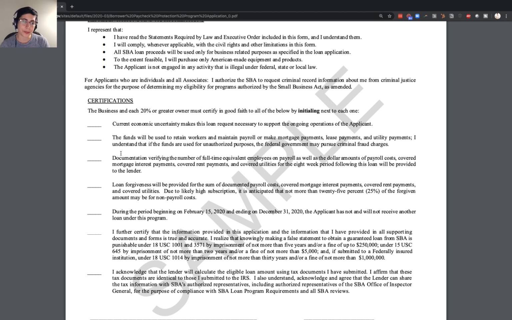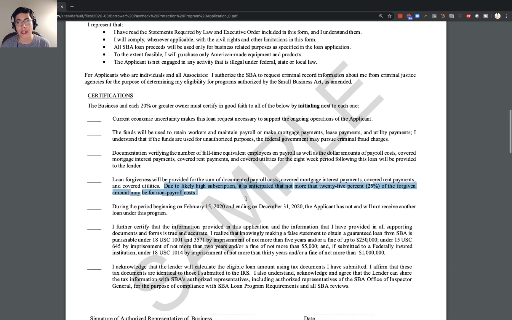Let's see. Loan forgiveness is for the sum of payroll costs, mortgage interest payments, covered rent payments, and covered utilities. I saw this. I'm a little freaked out by it, but we'll see what they say. Due to likely high subscription, it is anticipated that not more than 25% of the forgiven amount may be for non-payroll costs. So I think what they're trying to do is keep in the spirit of the bill where you're paying for people, not for rent and utilities and all that. So please just rehire people, replace people if you have to.